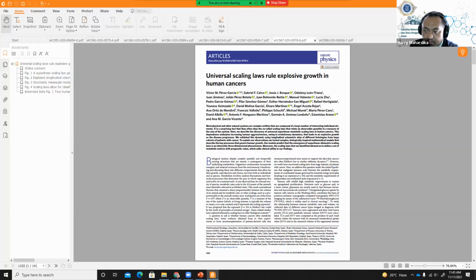Okay, the seventh topic that you can choose is the universal scaling law ruling explosive growth in human cancers. It is related to medical physics, and was published in Nature Physics in 2020. The list of authors is long, and their affiliations are multinational. Most of them are from Spain, and then there are one or two people from Switzerland, Iran (University of Tehran), and also from France.